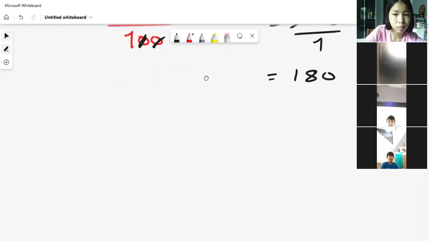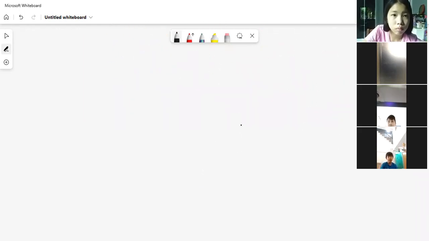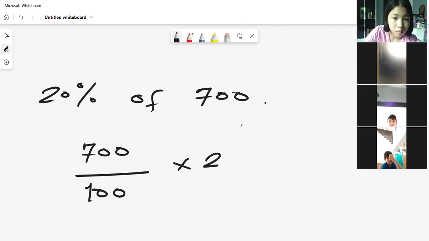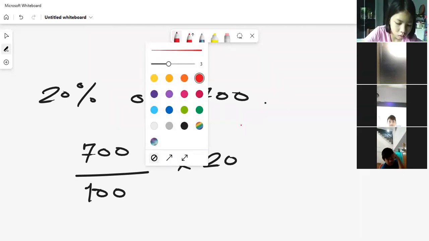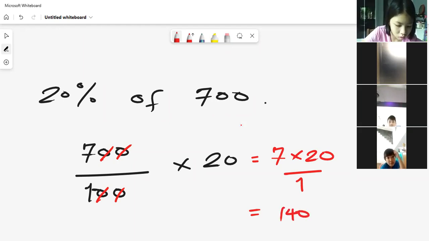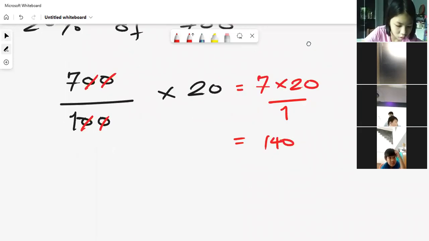Another example, so it's very clear in my mind. 20% of 700. First, 700 over 100 multiplied by 20. So we can cancel the zeros: 1, 2, 1, 2. It will become 7 times 20 over 1, or 140 over 1. Understand?